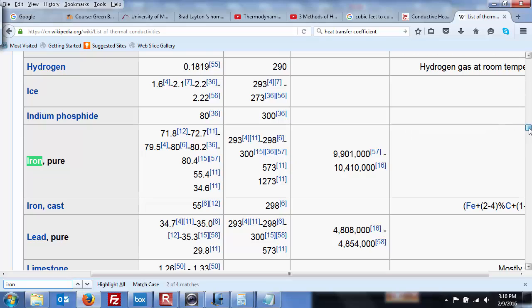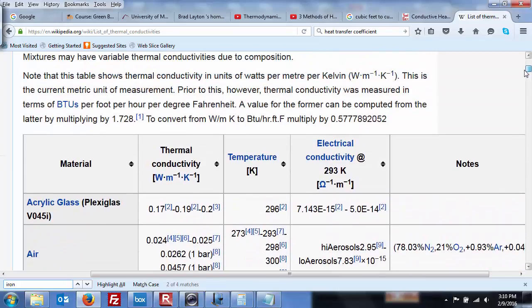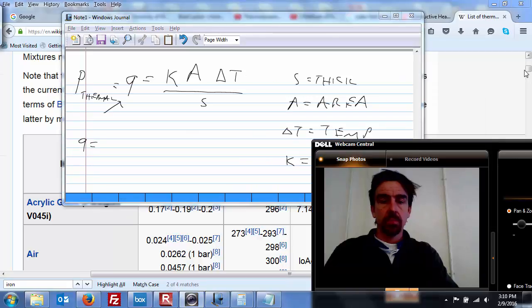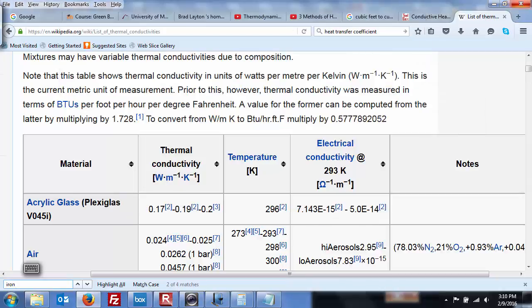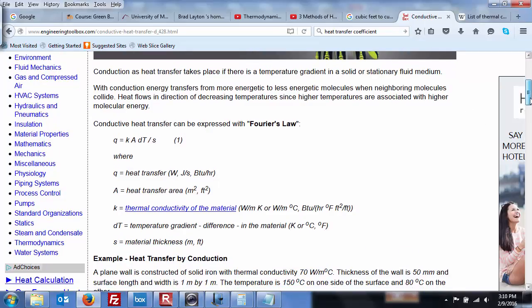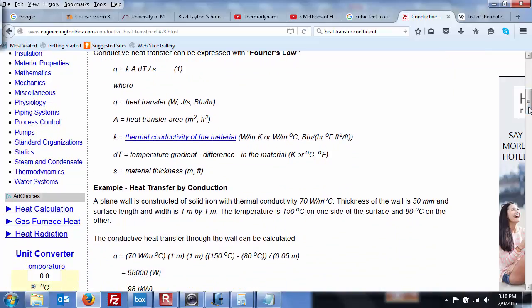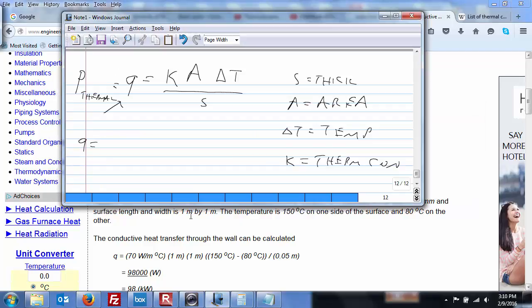Let's just make sure our units are correct. Watts per meter per Kelvin. And let's get back to this other book. It has everything but iron in it. Oh, steel, there's 310 for steel. But it's a little bit different than iron. So watts per meter per Kelvin, same thing, watts per meter per Celsius. There's one change.